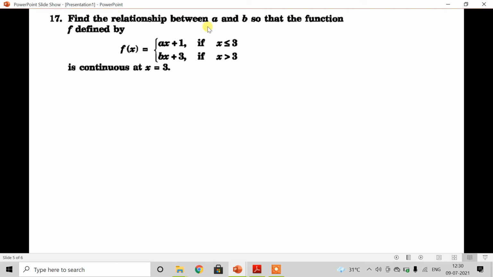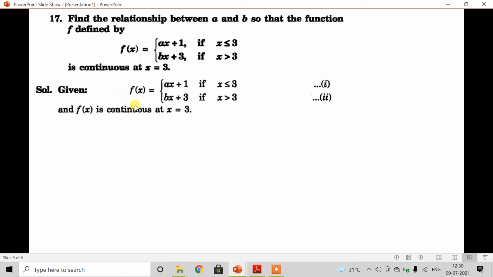Next is: find the relationship between a and b so that the function f defined by f(x) equal to ax plus 1 if x is less than or equal to 3, and if x is greater than 3, then the function is defined as bx plus 3, is continuous at x equal to 3. It is given that it is continuous at x equal to 3 and we have to find the relationship between a and b. So we will find the left hand limit at 3.